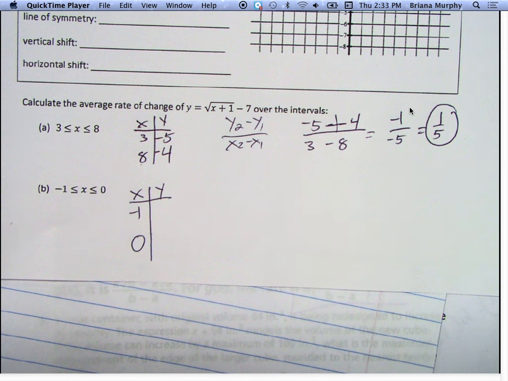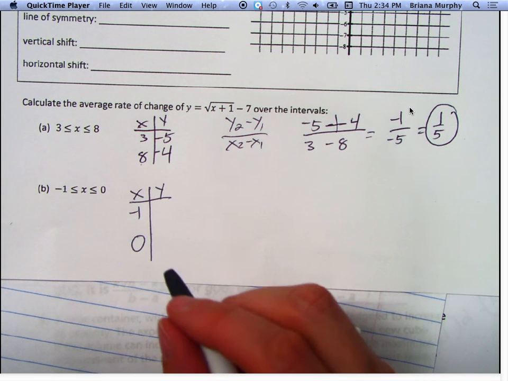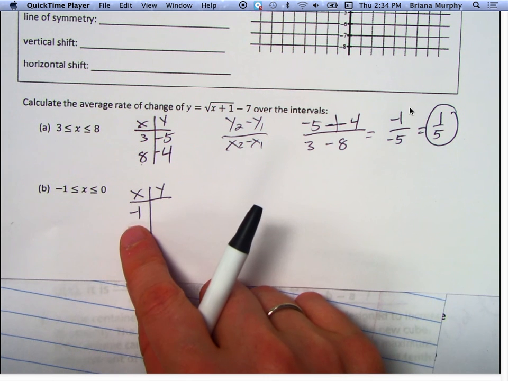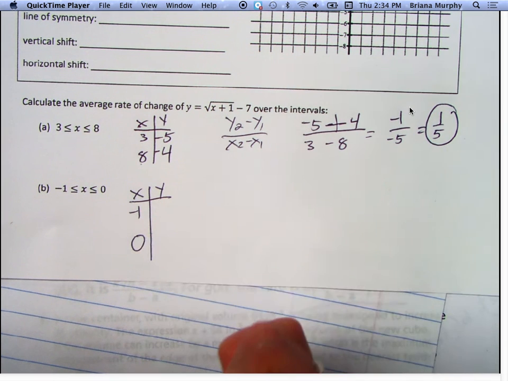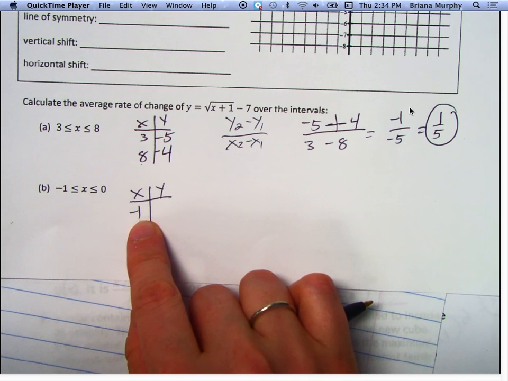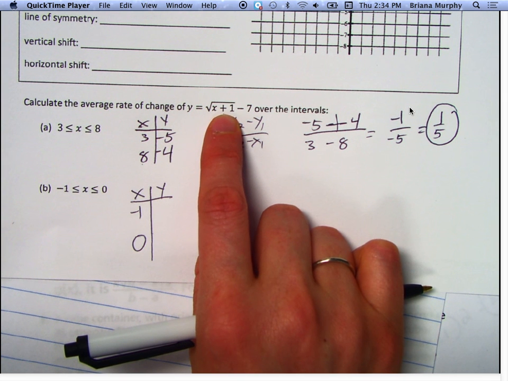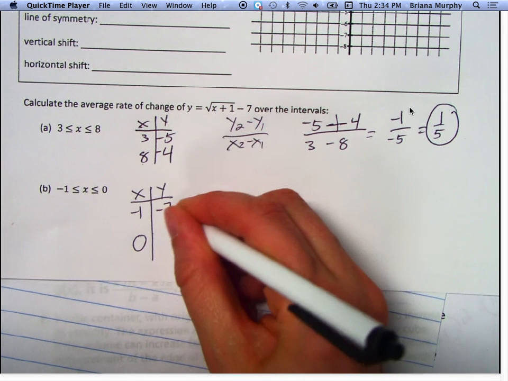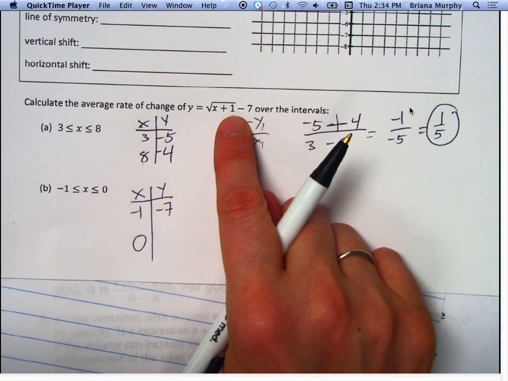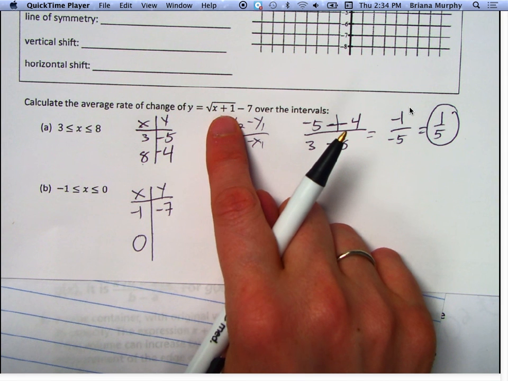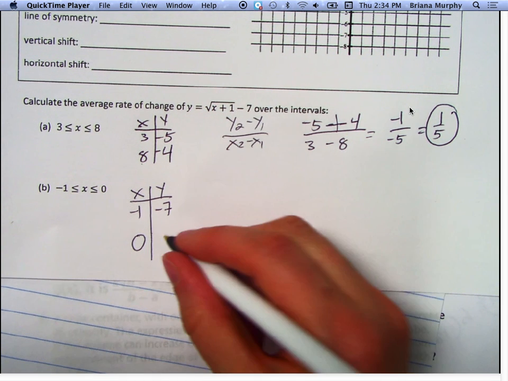What happens if I can't plug the -1 into it? Doesn't matter. Okay. So when I plug in -1, I get -1 plus 1 is 0. What's the square root of 0? 0 minus 7 gives me -7. So I got 1. 0 plus 1 is 1. The square root of 1 is 1. 1 minus 7 is -6.